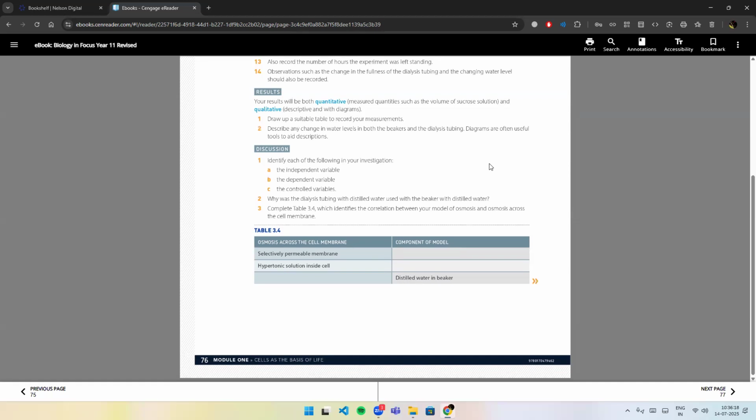Draw up a suitable table to record your measurements. Describe any change in water levels in both the beakers and the dialysis tubing. Diagrams are often useful tools to aid descriptions.